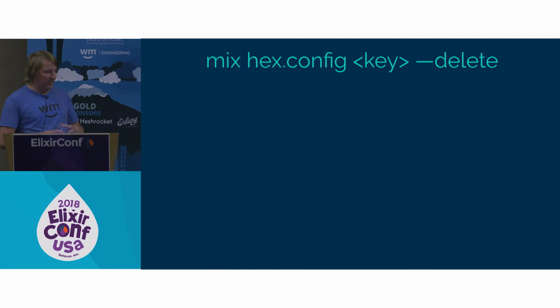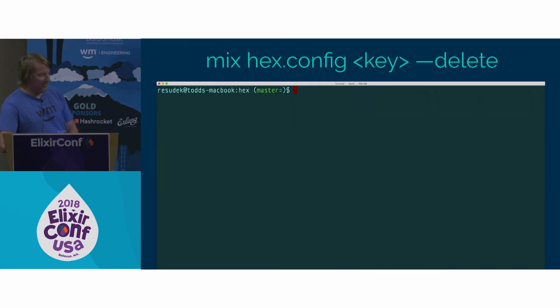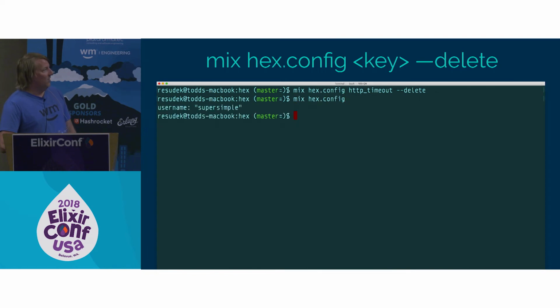OK, so you were at Starbucks. The internet connection was particularly poor. You set the timeout to a high value. Now you're back at home where you've got decent internet. You can just delete that specific setting. Give it the key name, --delete, and now your config is back to where it was before.